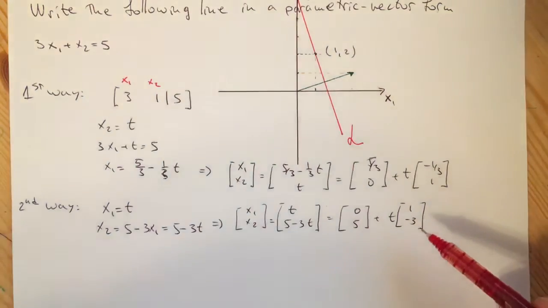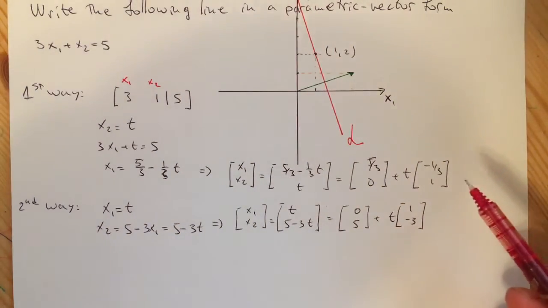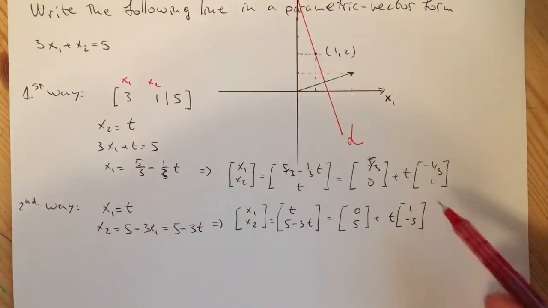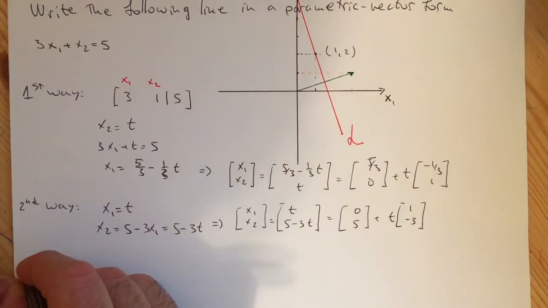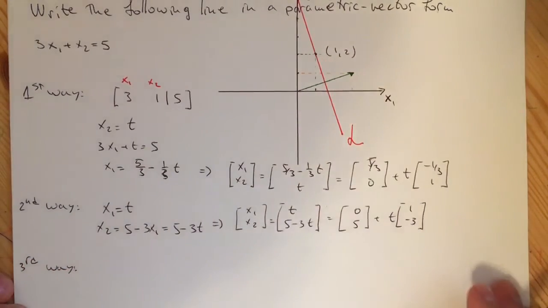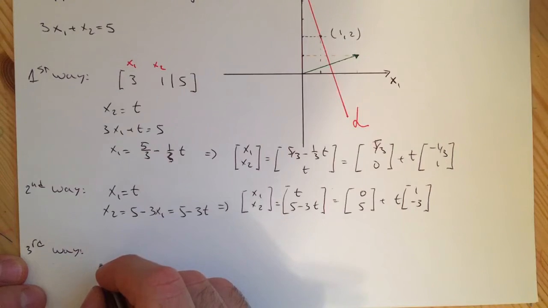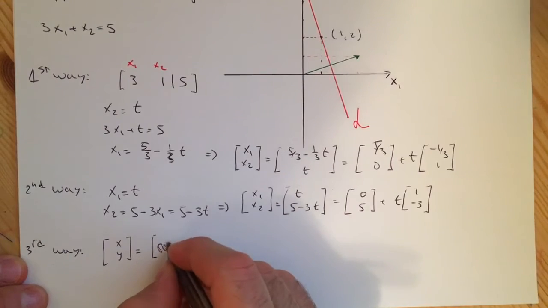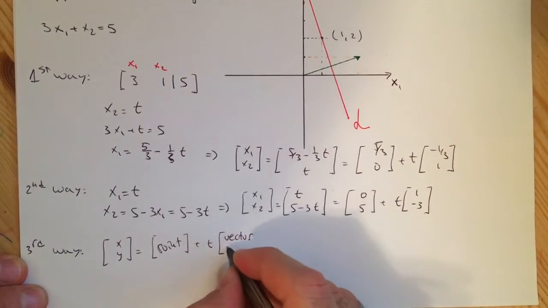Okay, so maybe to some of you this solution was not represented in the solutions of the problem in the book, but you can have many different answers to this problem. And another way that you can do this is just by writing x, y is equal to a point plus t times a vector parallel to the line.